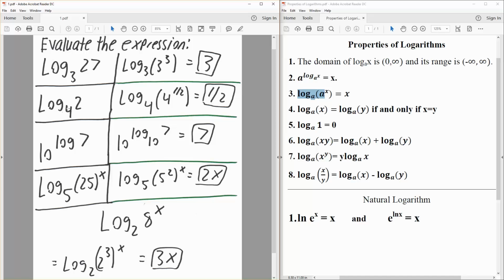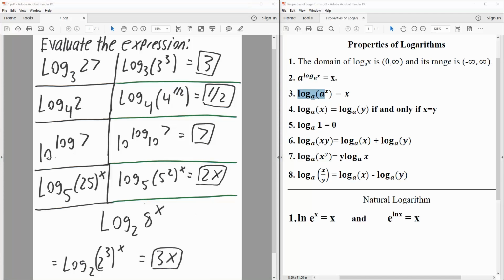Next, log base 4 of 2. This is almost the same, so we rearrange this a little bit. We could say log base 4, instead of saying 2, we could say 4 raised to the 1/2, because the square root of 4 is 2. And so for this problem, the answer would simply be this part right here, 1/2.